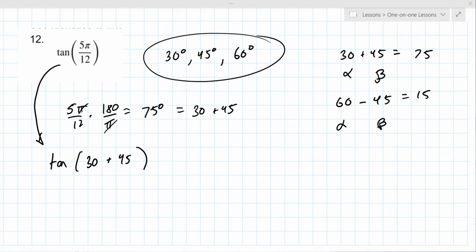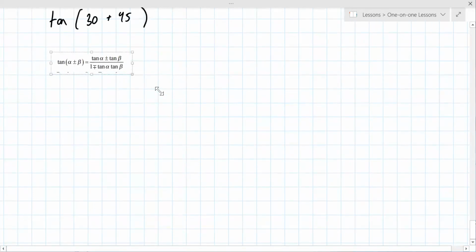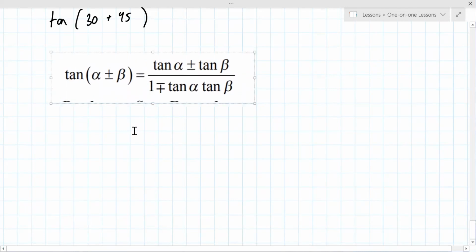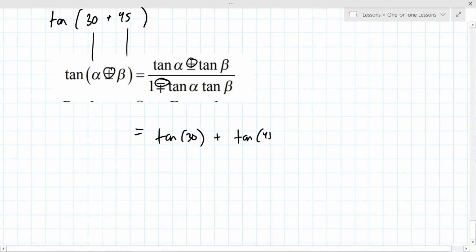You can just grab it, so let me snip that in here. I just lost it here. So tangent, come on, there it is. All right, so your alpha is 30, your beta is 45. So this plus goes with a plus up here, but down here it goes to minus. So you have tangent 30 plus tangent 45 over 1 minus tangent 30 tangent 45.